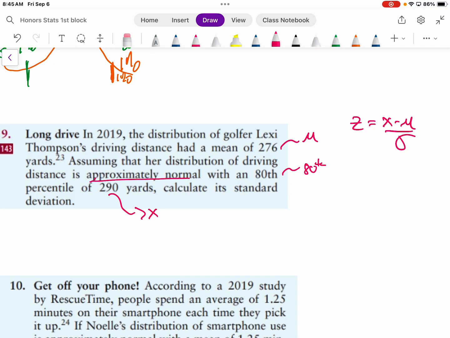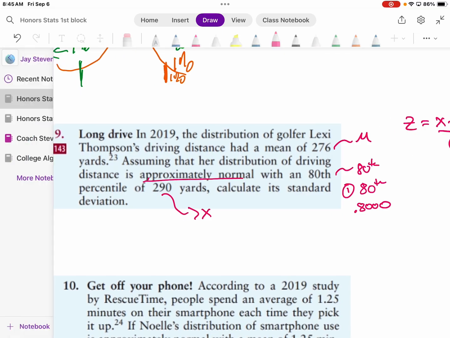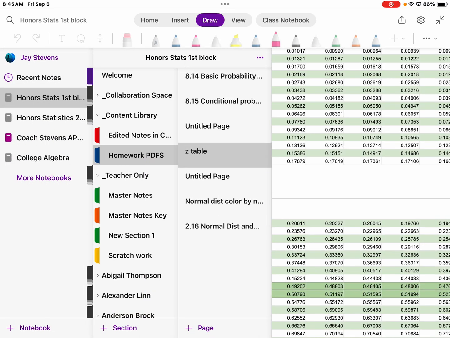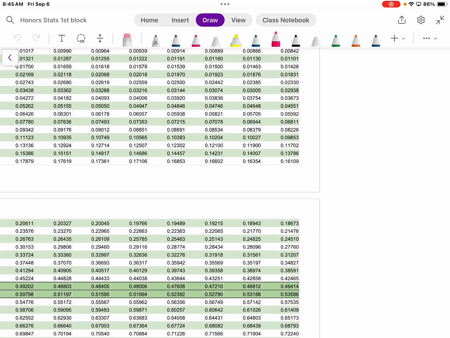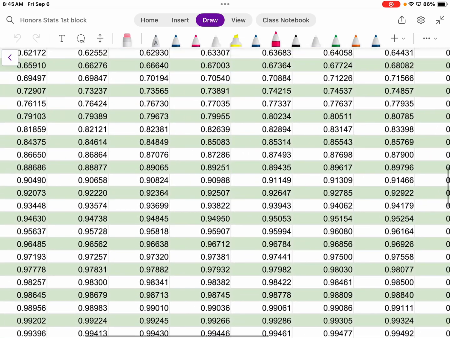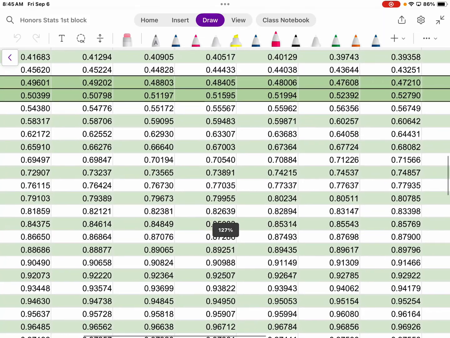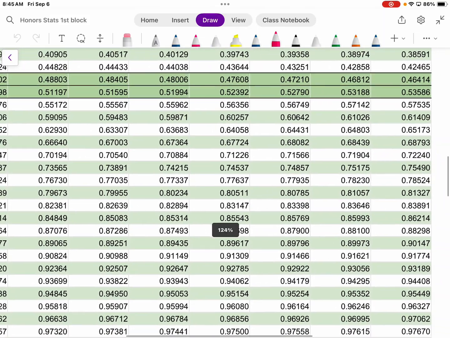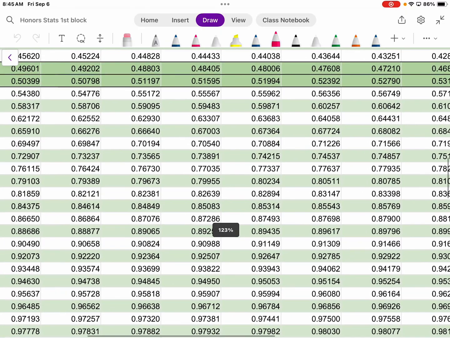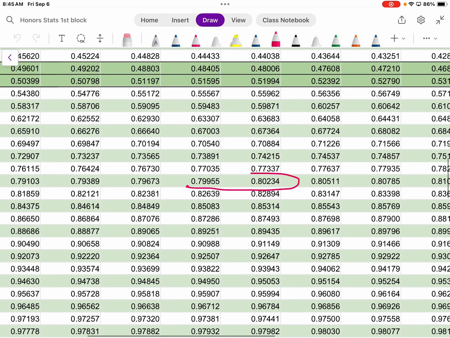So first thing we had to do was convert the 80th percentile to a z-score. So this is where we would say, okay, 80th percentile, that's 0.8000. I need to go to the chart. So back over to green, up into that page. There we go. Find 0.800 in the center somewhere. Somewhere in between that zone right there.